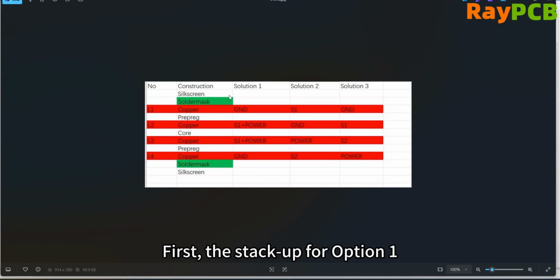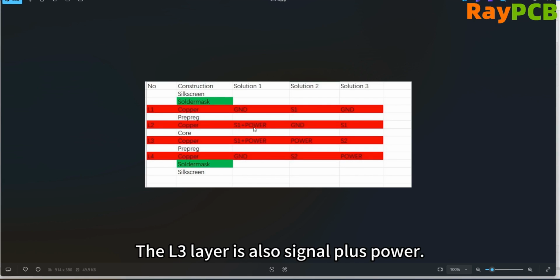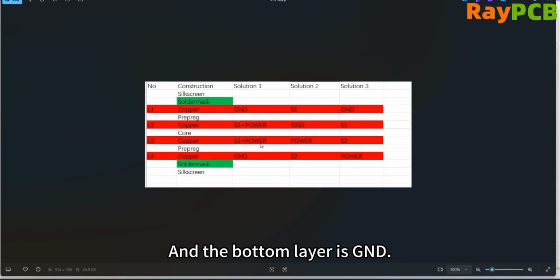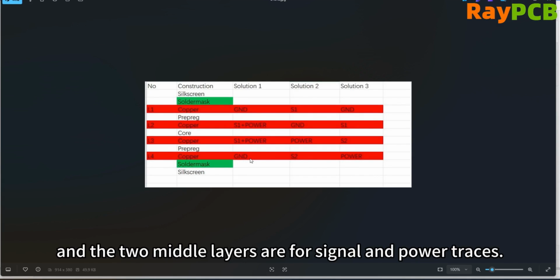I've made a table here. Let's first look at one stack-up structure. The top layer, L1, is GND. The second layer, L2, is signal plus power. The third layer, L3, is also signal plus power. And the bottom layer is GND. In this stack-up, both the top and bottom layers are GND, while the 2 middle layers carry signals and power.